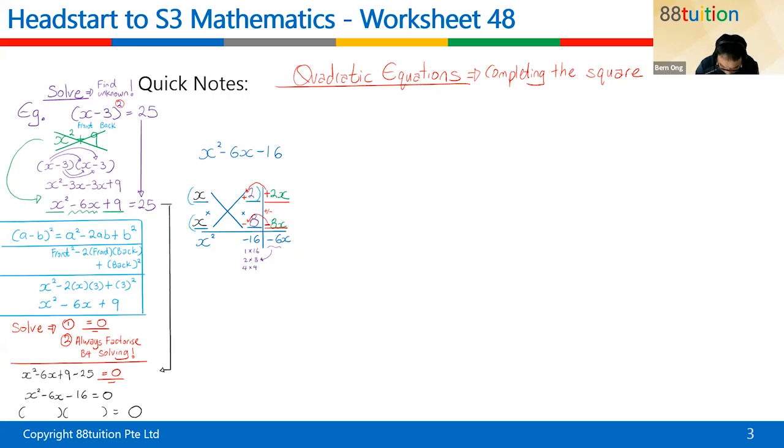Then you read from left to right. Remember, children, I taught you this. And therefore, your answer will be x plus 2, x minus 8, the factorized form. All right, this is called the cross factorization.